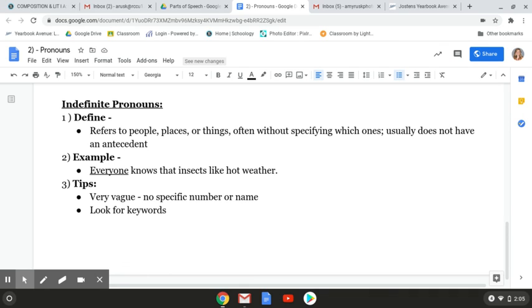For example, everyone knows that insects like hot weather. Okay, everyone. Who's everyone? Well, everyone. There's no specific answer as to who. Okay, so they are very vague. There's no specific number or name. And look for those key words that are your indefinite pronouns that can be found on your worksheets.